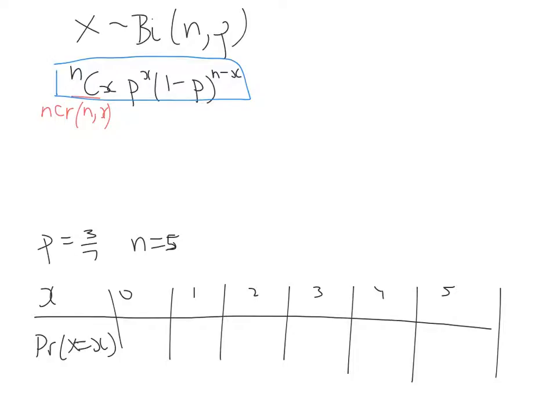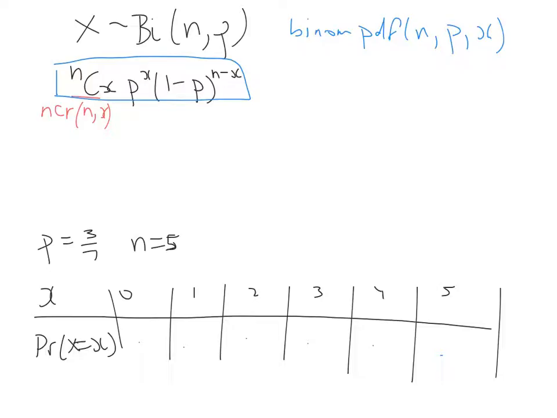This whole thing, though, we can write with binomPDF, the binomial probability distribution function, and in that we'd put in our value of n, the number of trials, p, the probability of success, and x is our number of successes. And that'll help us to work out these different values in the table.